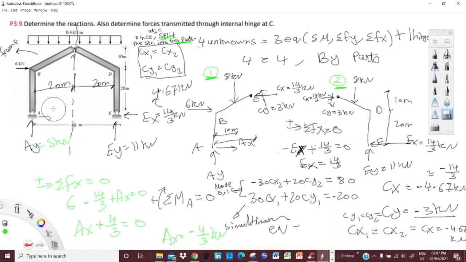We need to change the sign convention of this one. The sign convention should be to the left of 1.3 kilonewton. It's equivalent to minus 1.333 kilonewton. Okay, that's it, guys.